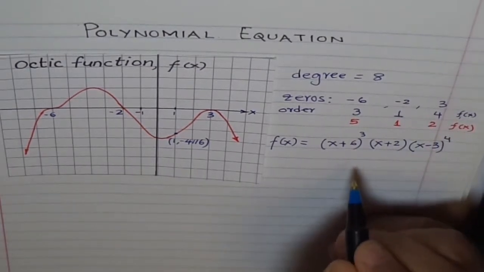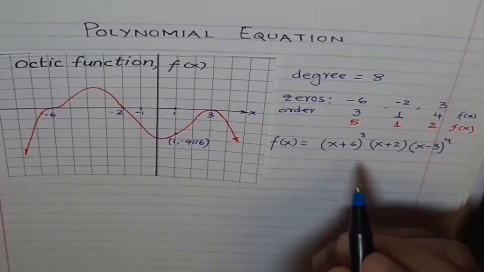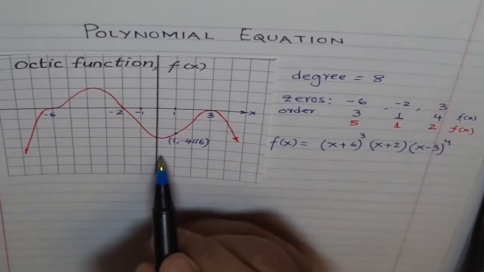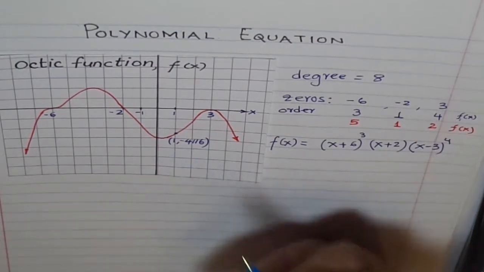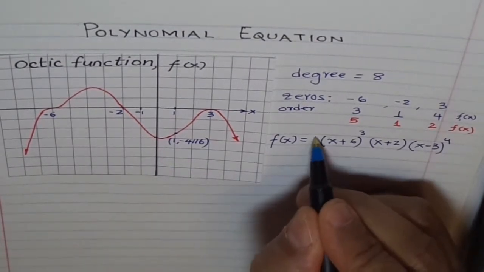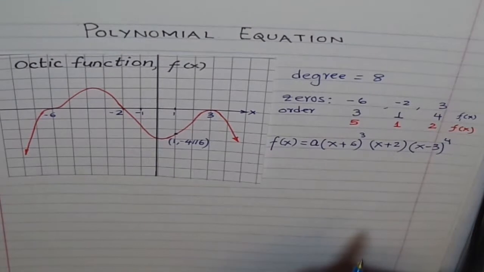This is the family of functions. But we are given a specific point. The point is at 1 it has a value -4116. So that will give us the value of a, which we need to find.